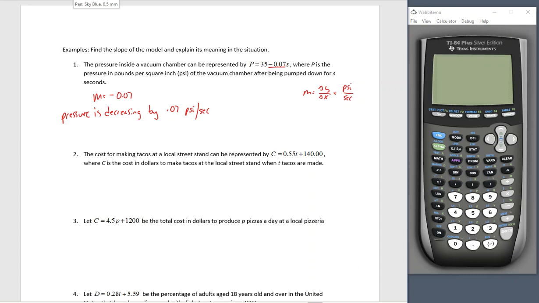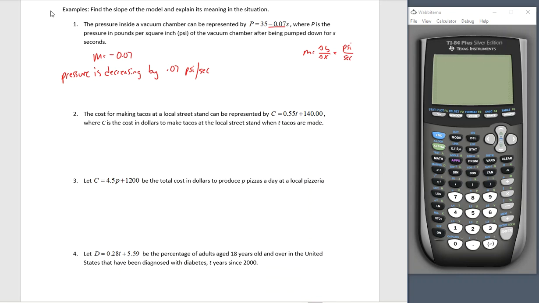Let's make some tacos here in this next one. The cost for making tacos at a local street stand can be represented by C equals 0.55 T plus $140. C is the cost in dollars to make tacos at the local street stand where T tacos are made. So we know our slope is the value in front of the variable, right? It's the cost per taco. Because it's a positive cost per taco, the cost per taco is 0.55 to make.